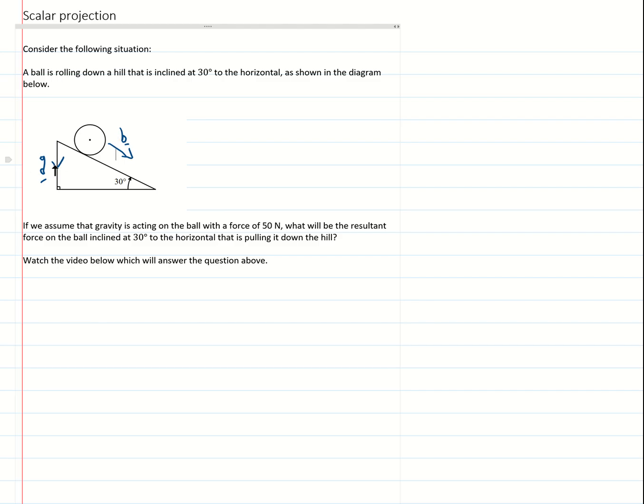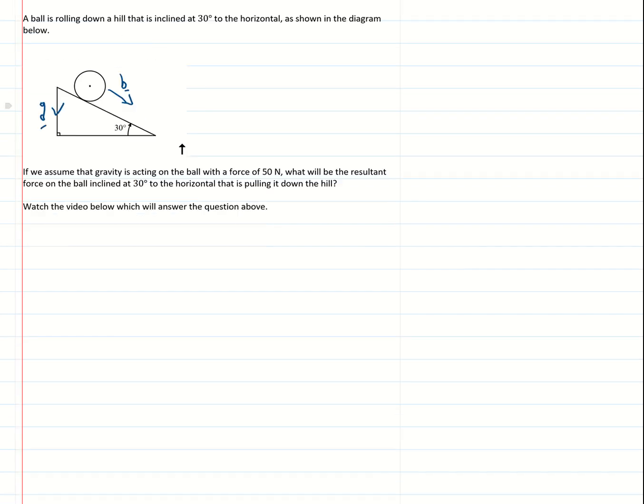So what we need to do is find out how much of an effect gravity is actually having on this ball. And that's the idea of scalar projection: we're projecting the part of gravity that's actually acting in the direction that the ball is going to roll. I'll say that again: scalar projection is all about figuring out what scalar part of gravity is actually being projected onto the ball and forcing the ball down the hill.